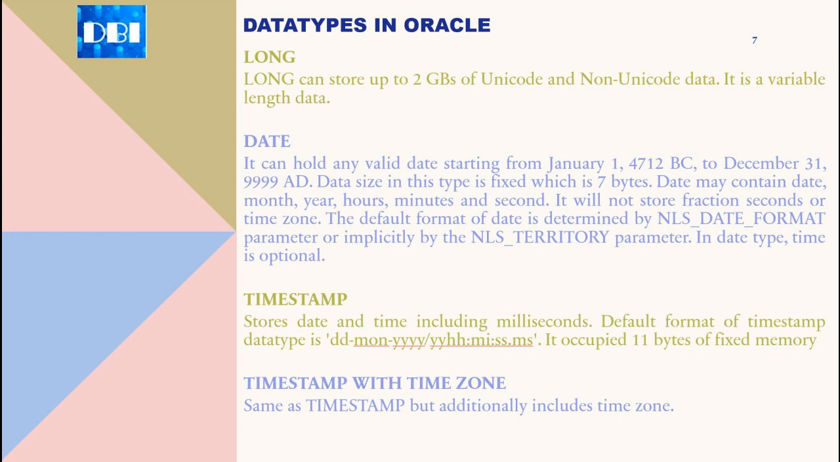Timestamp stores date and time including milliseconds. Default format of timestamp data type is DD-MON-YY HH.MI.SSXFF AM. It occupies 11 bytes of fixed memory. Timestamp with time zone. Same as timestamp, but additionally includes time zone.